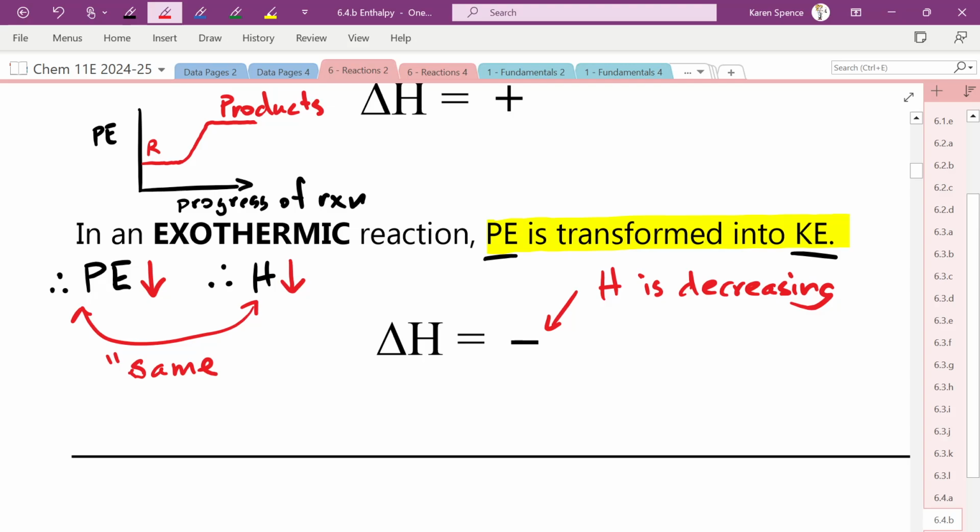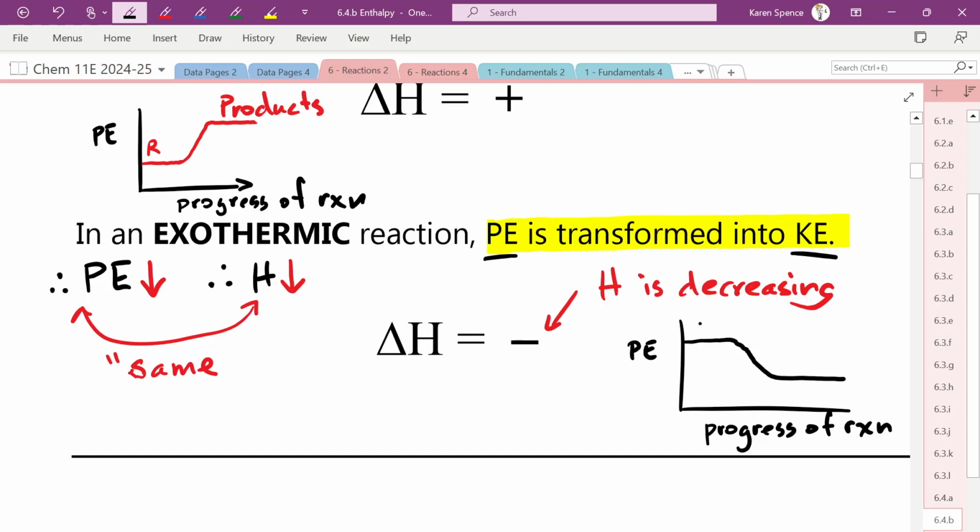Okay, and we could draw a graph for that. What goes on the x-axis? Oh, sorry, on the x-axis, progress of reaction. And what goes on the y-axis? Potential energy. And for an exothermic reaction, do we start high and finish low, or start low and finish high? Start high and finish low. Those are our reactants. Those are our products. Okay.